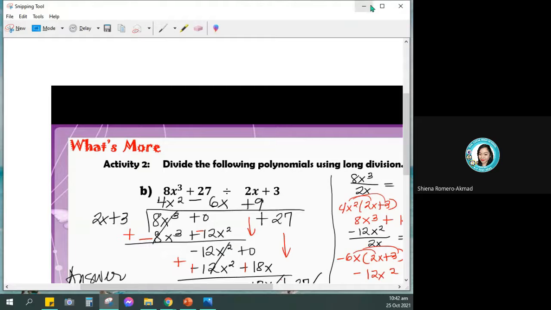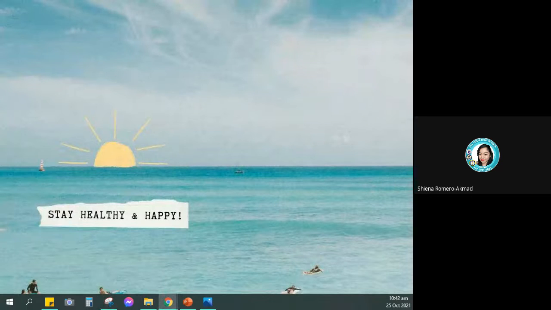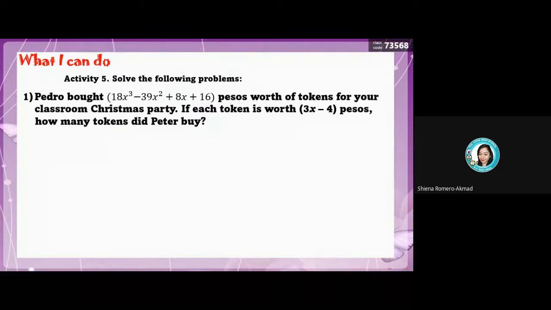Wait, anong ginawa ko? Anong ginawa ko? Wait lang. Ayan.